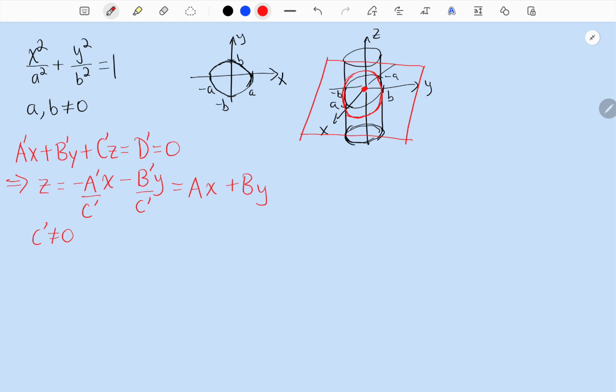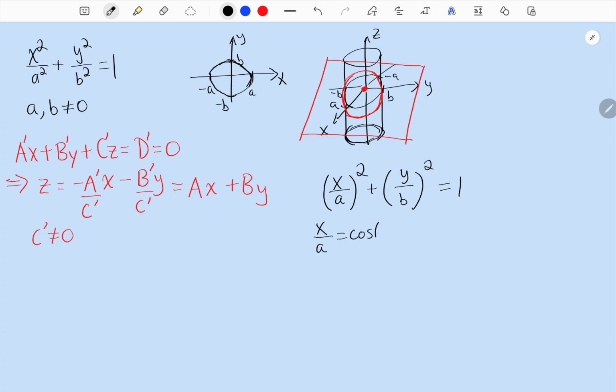Now, let's parameterize our elliptic cylinder. So we have (x/a)² + (y/b)² = 1. So generally, how do we parameterize something like this?